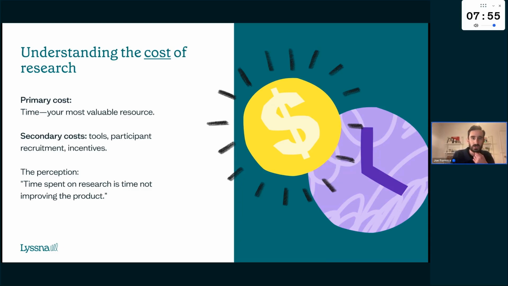So when it comes to the cost, a lot of times the perception with clients that I've worked with, stakeholders, teammates even, is that time spent on research is time not spent improving the product. It's not so much the fact that research is the problem, it's the fact that research often takes time, and that can take time away from other things that a stakeholder might feel has a more direct impact on the product.